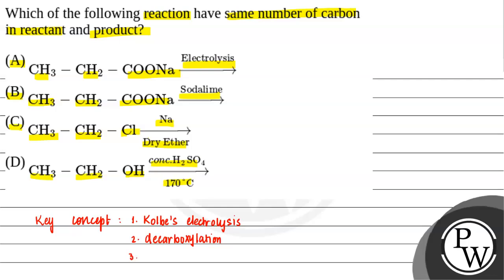Then third is our reaction हम Na के साथ करा रहे हैं, and in presence of dry ether, तो we know that this is a Wurtz reaction. And then if we talk about our alcohol reacting with our concentrated H2SO4 at 170 degrees Celsius, that is our dehydration reaction. Now let us start solving this question.